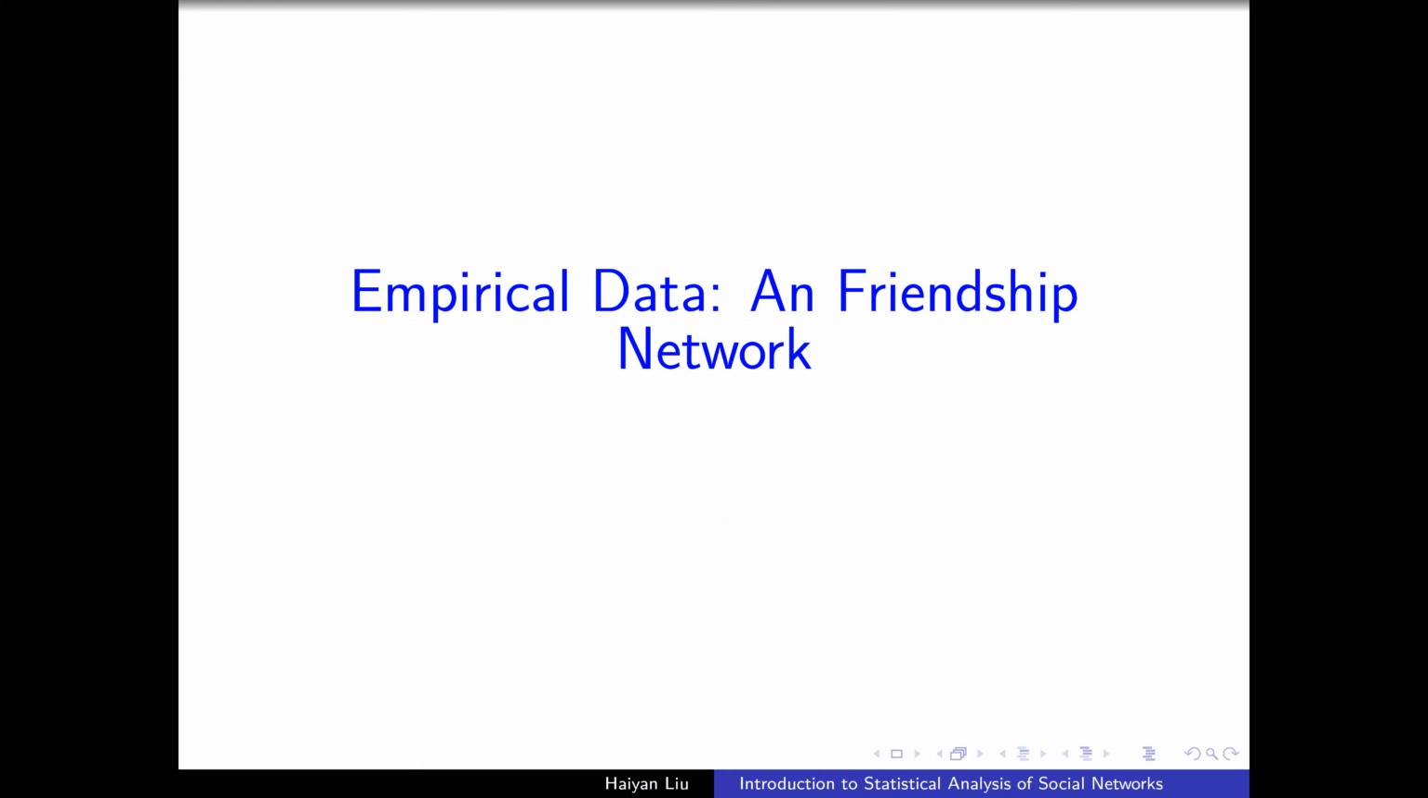We just talked about a few concepts used in network analysis. We talked about what a network is, what a node is, and what an edge is. We also talked about a few subgraphs, as well as how we could save data in a computer. Now, in the following, I will introduce you to an empirical data set, which was collected for a college friendship network.